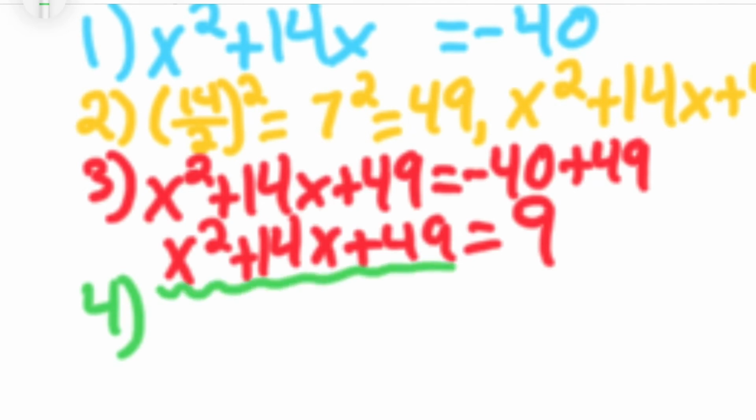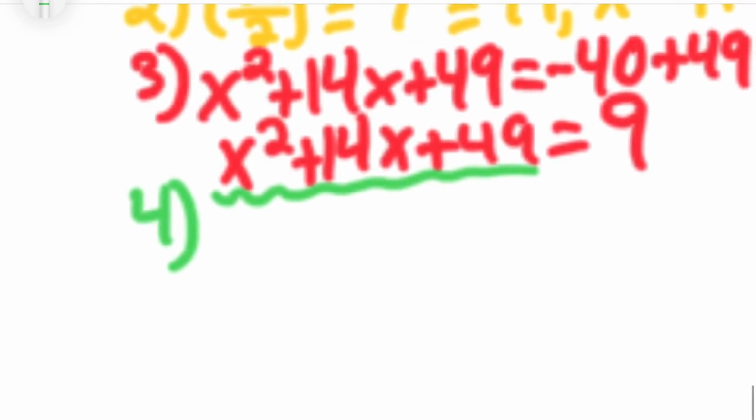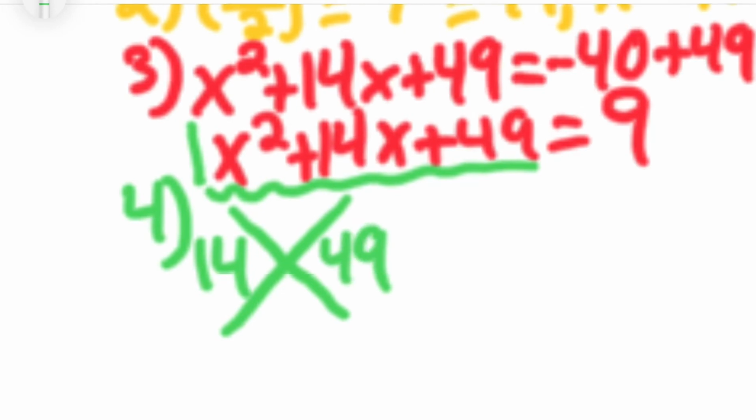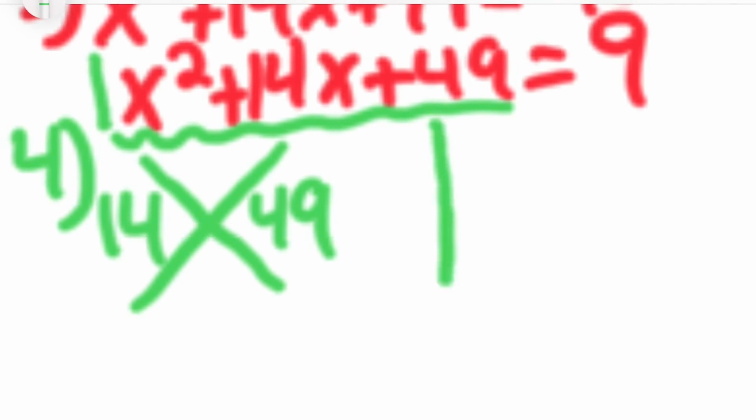In step 4, we're only worried about our left side, and we want to factor it. Again, to factor, especially using the big X method or the slide and divide method, you have to first factor out any GCF. In this case, we do not have a GCF. We also have to ask ourselves, does A equal 1? Yes, A equals 1. So we can go straight into our big X method. So we're working with 14 as our B and 49 as our C. So let's go down the line.